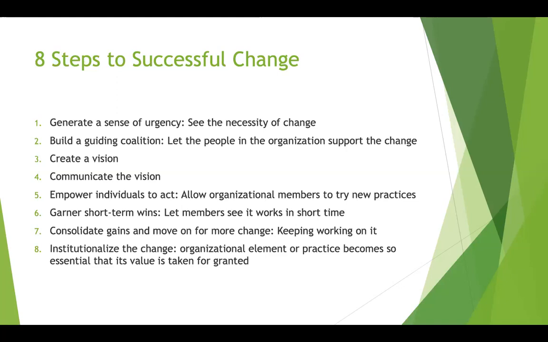The sixth one, garner short-term wins. That means let members see it works in a short time. If the people don't see any outcome in a very short time, they will not trust you in the future. So you have to make sure the strategy works in a short time and let them see the good outcome in a short time. The seventh one is consolidate gains and move on for more change. That means you need to keep working on your strategy, keep working on the change. The eighth one is institutionalize the change.